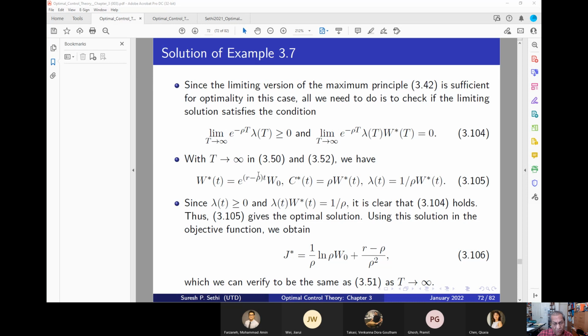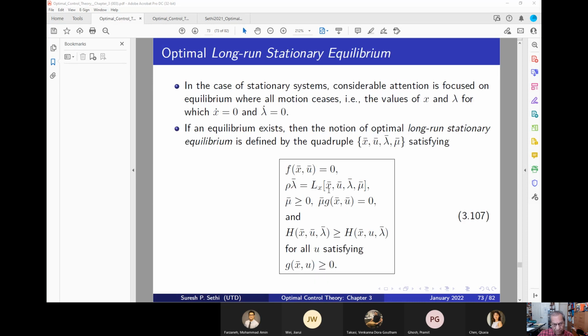When R is bigger than rho, your wealth is increasing, and you are leaving even bigger than initial wealth at the end, but you are not able to consume it to make it 0, because you're still consuming a fixed constant portion of your W star T. Okay.